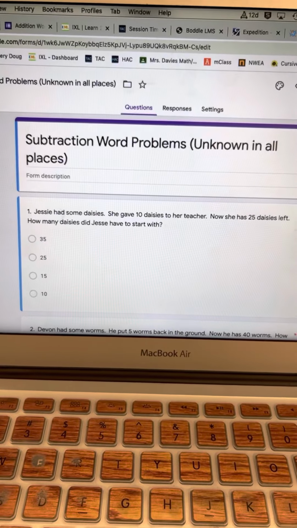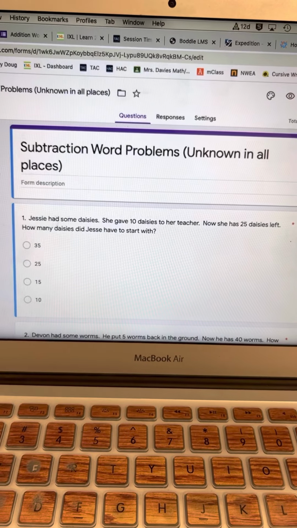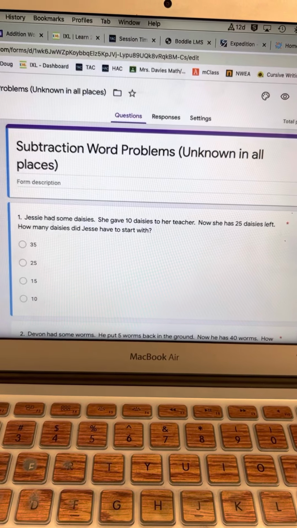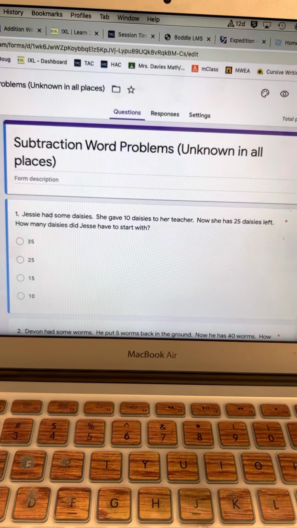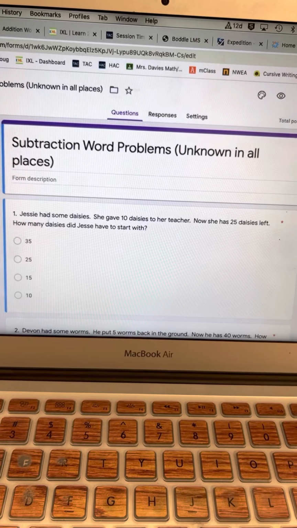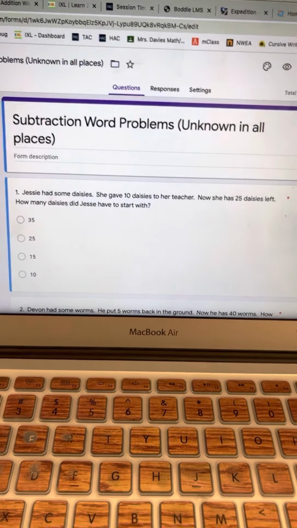Remember, if the unknown is at the beginning of the subtraction number sentence, then you're going to have to put the two pieces together and add. If it's either of the small numbers that's unknown, then you can subtract to find your answer, or you can add up to find your answer. So don't forget that. Here we go.